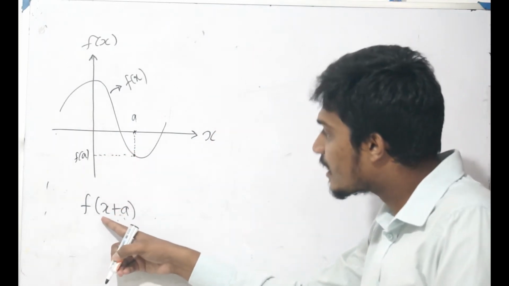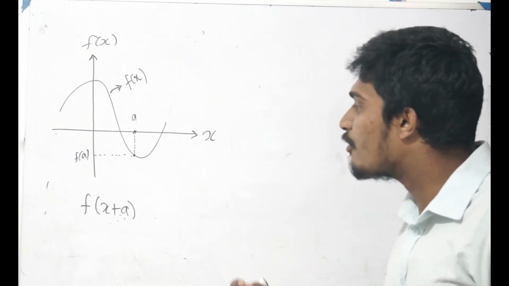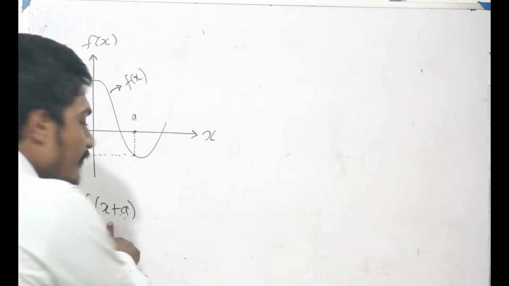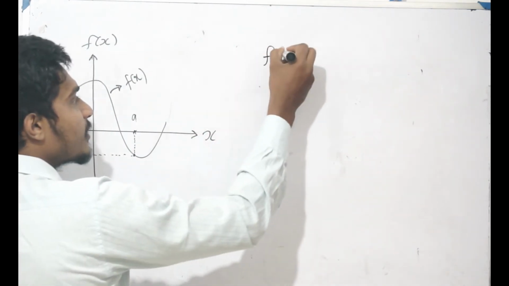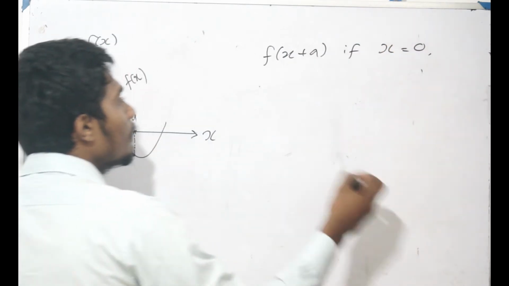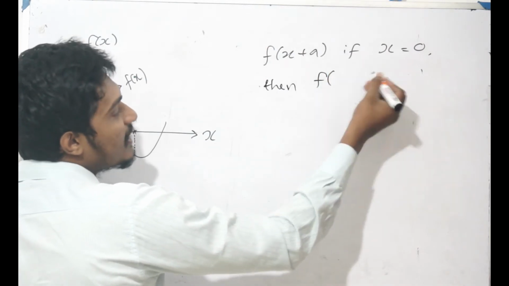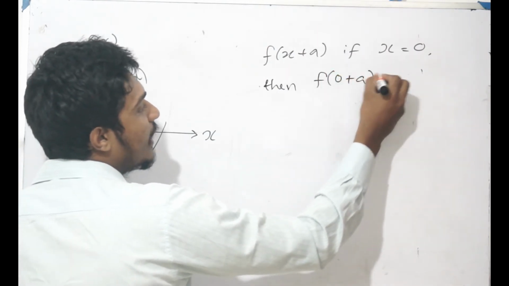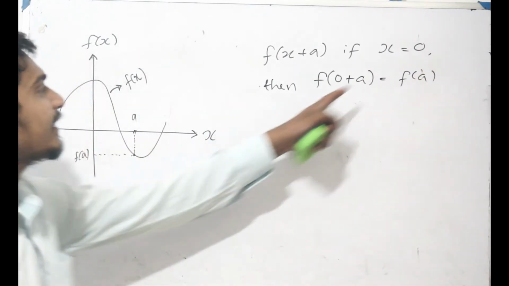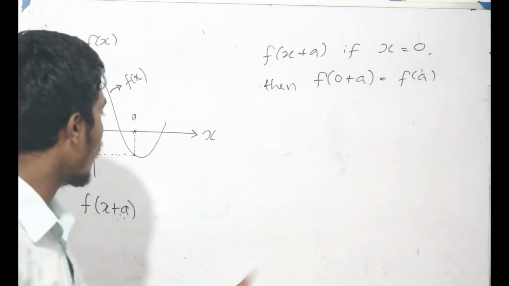So to get f of x plus a, you will have to substitute x equal to 0. What I'm saying is, you have f of x plus a. If x is equal to 0, then f of x plus a is going to be f of 0 plus a, which gives you f of a. So the idea is, at x equal to 0, you're going to have your f of a value.